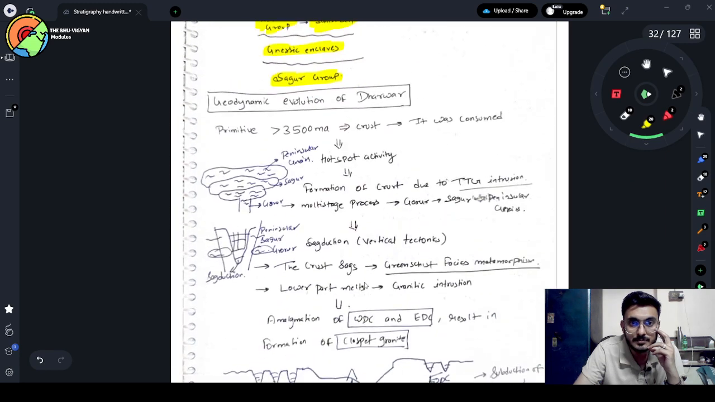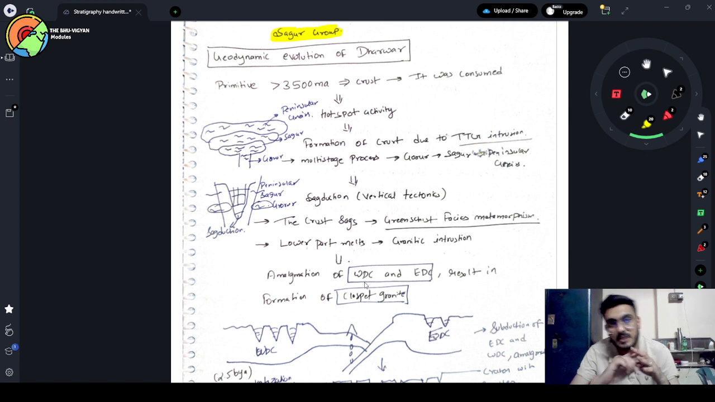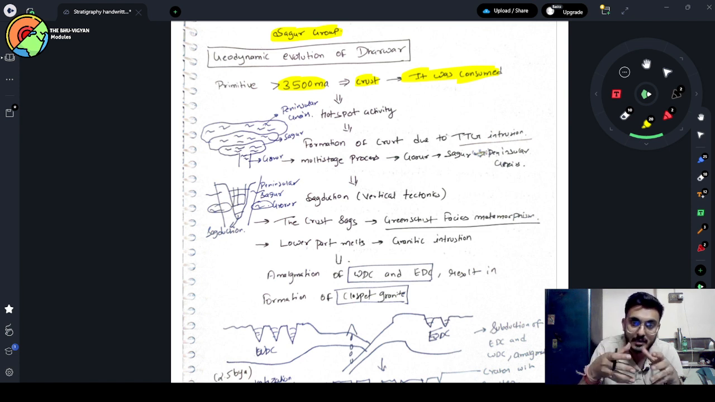Now we will see the evolution. Now the geodynamic evolution of the Dharwar Craton. In the primitive time, around 3500 million years, the crust was formed and then it was consumed. The protocontinent formed, it got consumed, again it formed, it got consumed. After that, what happened? Because of hotspot activity, there was formation of crust due to TTG intrusion. So TTG intrusion took place. During this time, your Gorur, Sagur, and Peninsular gneiss are formed like this.